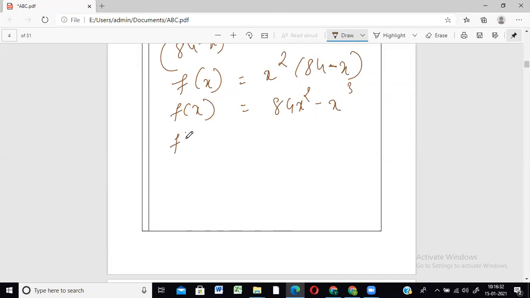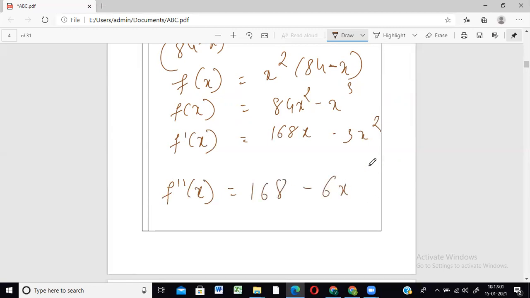What was the first step? You should not forget, that was nothing but f dash x and f double dash x. These are the two equations that you were supposed to find out. I think now I can directly write it. 2 into 84 is nothing but 168 into x minus 3x square, and then f double dash x is nothing but 168 minus 6x.